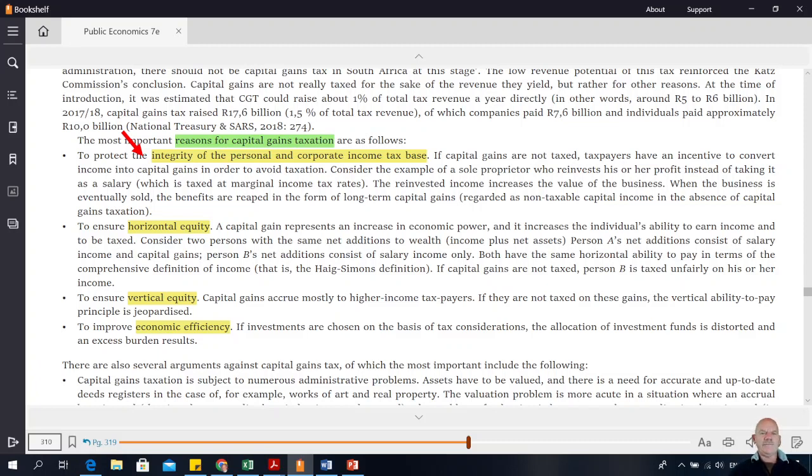The integrity of the personal and corporate income tax base. What does that mean? It means that if capital gains are not taxed, then people can hide income in the form of capital and they never pay tax on that. Then two equity principles, horizontal and vertical equity, and also an efficiency reason, because it's more efficient to have the tax than not to have the tax.